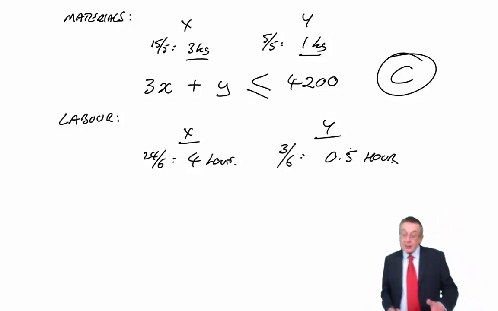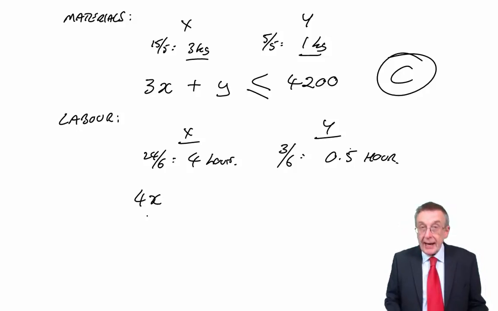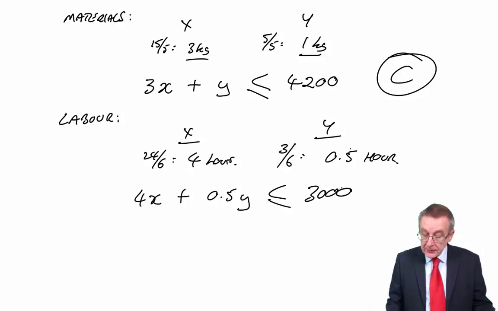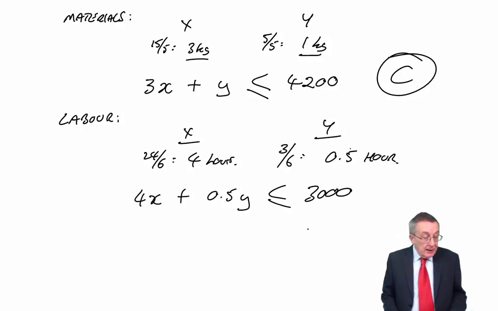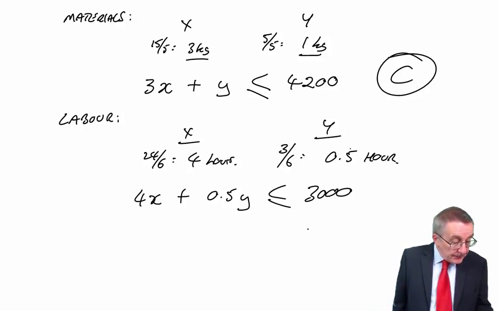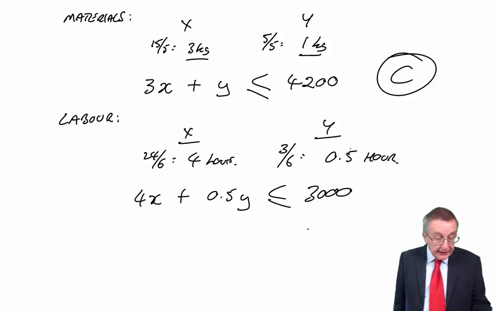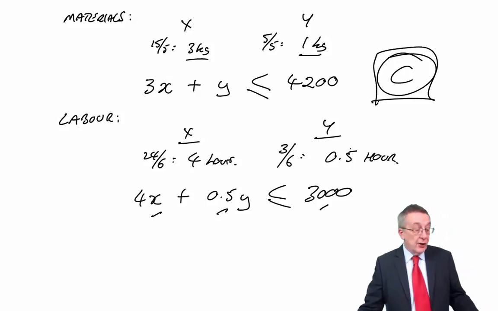And so with X units of X and Y of Y, for X, a total of 4X. In addition for Y, 0.5Y, less than or equal to the total available of 3,000. There is the labour constraint. And let's check it does work. For C, we already said it had to be C, but if you look at the labour constraint, yes, there we are, 4X plus 0.5Y is less than 3,000. I've confirmed I was right.